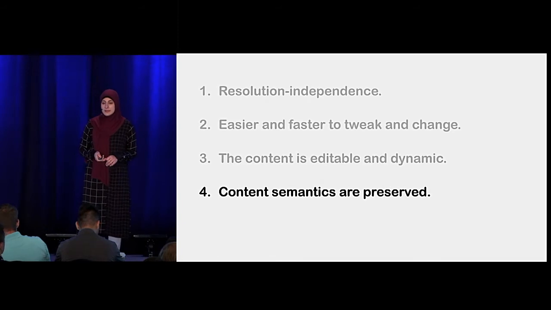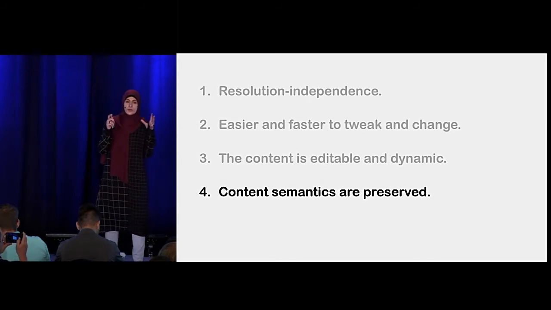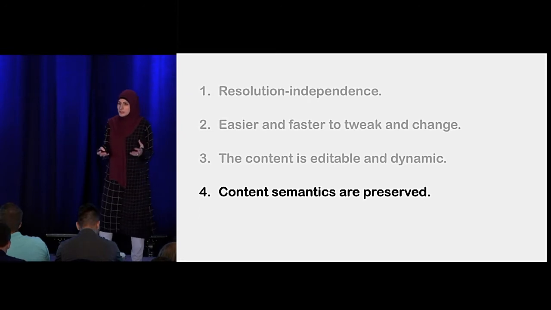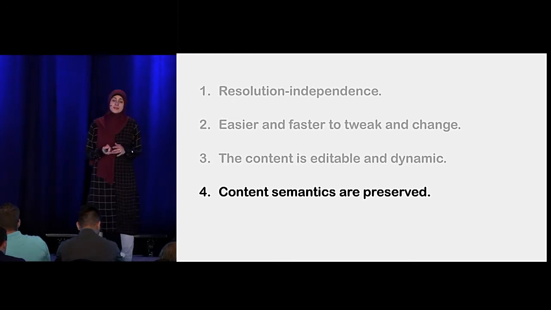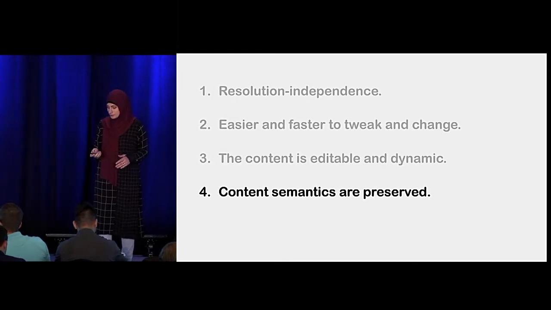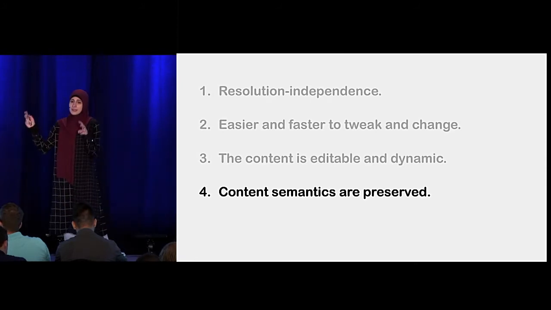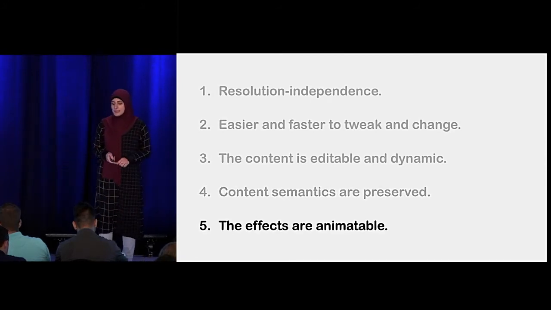And content semantics are preserved because when you're applying a graphical effect on the web using web technologies like CSS or SVG, you're applying that to real text, HTML text, or even SVG text. That text is searchable, selectable, and accessible, whereas text replaced by an image is not. And the effects are animatable.